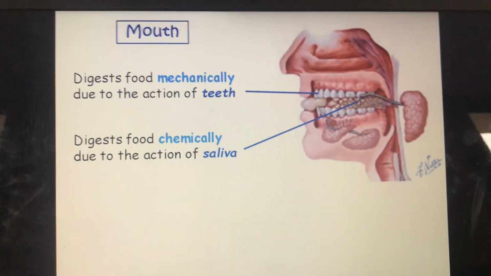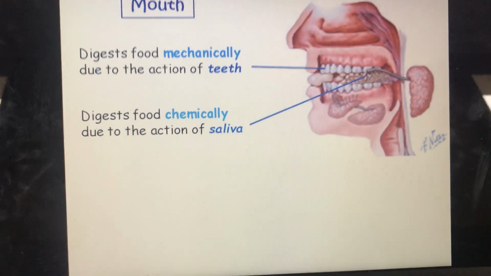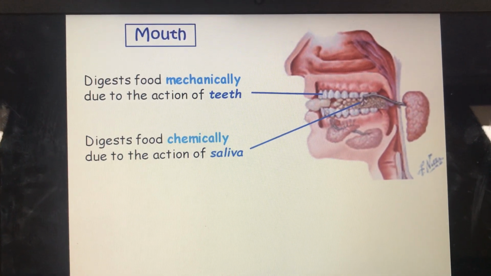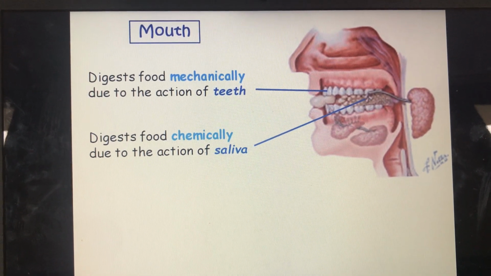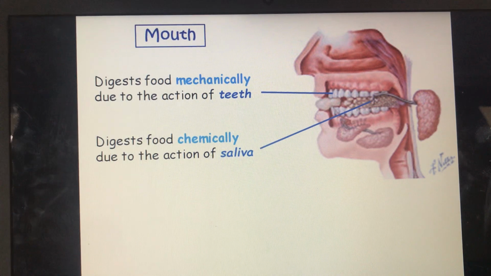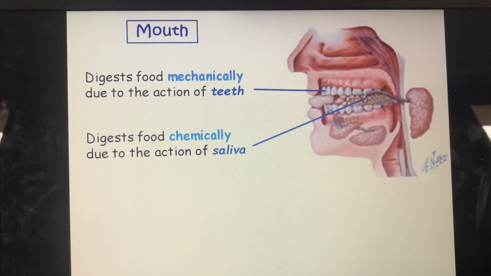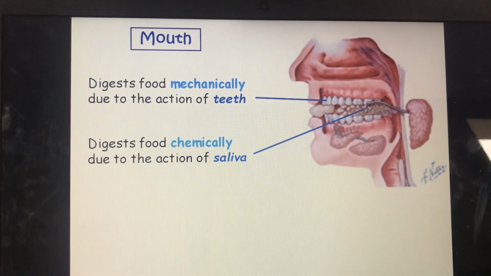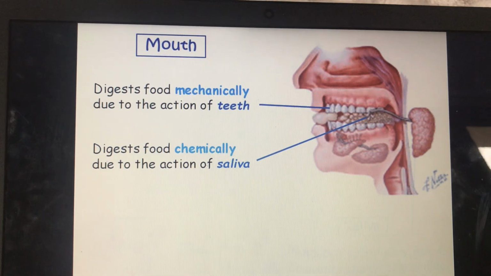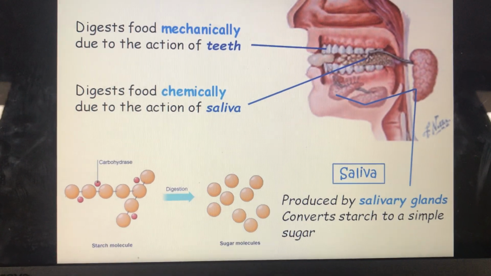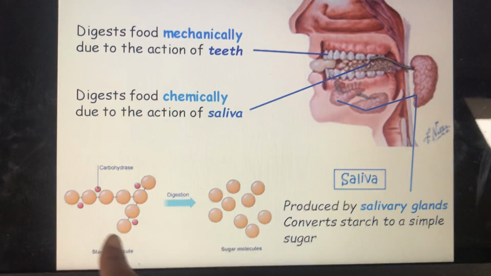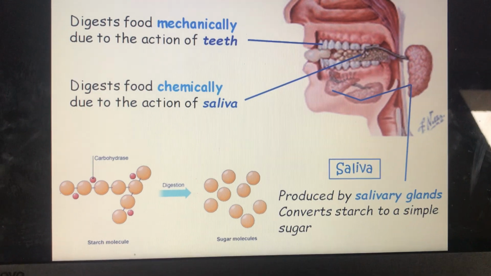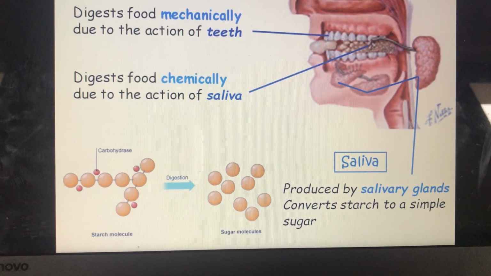Saliva contains a specific enzyme that can transform a big molecule of sugar called starch into smaller molecules of sugar. This is why saliva acts chemically on food, and we say that it digests food chemically due to the action of saliva. So the mouth can digest food mechanically because of the presence of teeth, and chemically because of the presence of saliva. You can see here the big starch molecule, a big molecule of sugar, digested into smaller sugar molecules by the action of saliva.